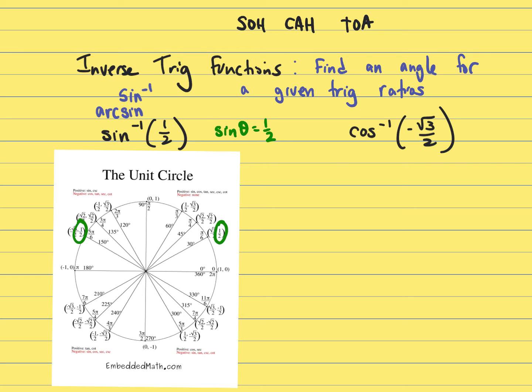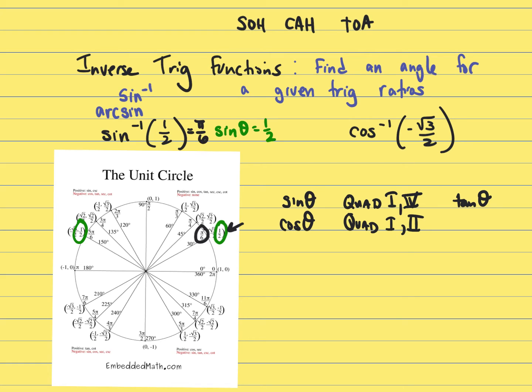So the ones we pick for sine are going to be in quadrants 1 or 4. Cosine is in quadrants 1 and 2. And tangent is also in quadrants 1 and 4. So we will pick this 1/2 here. So that angle is pi over 6. So the inverse sine of 1/2 is pi over 6 because the sine of pi over 6 is 1/2. That's its inverse.